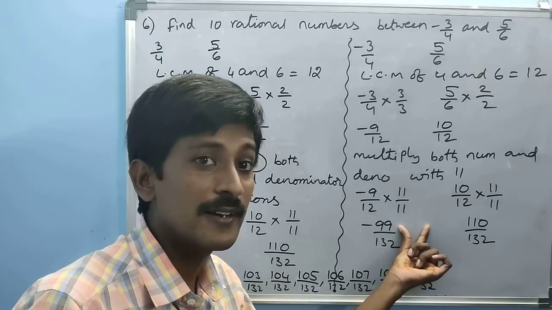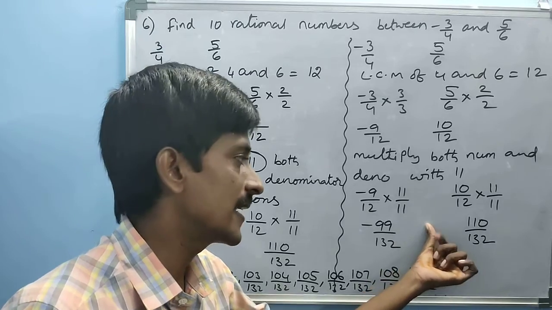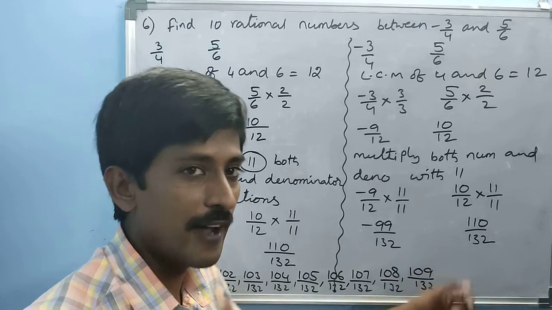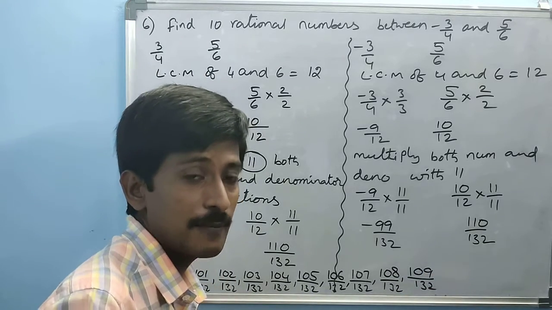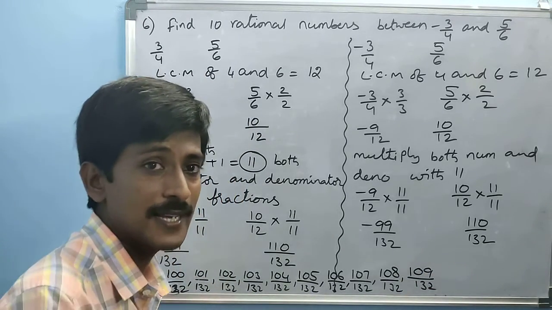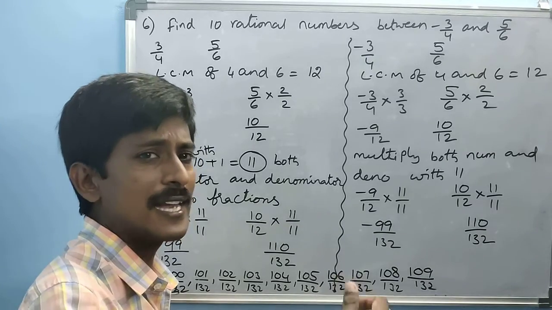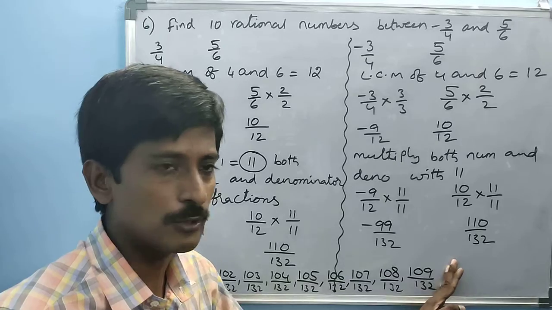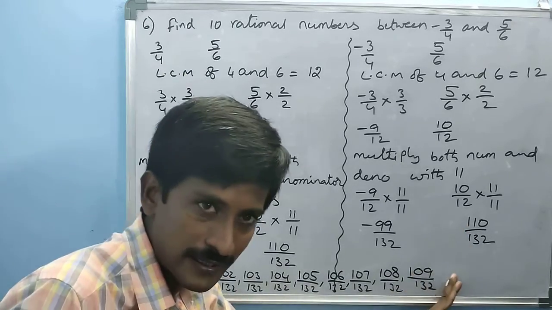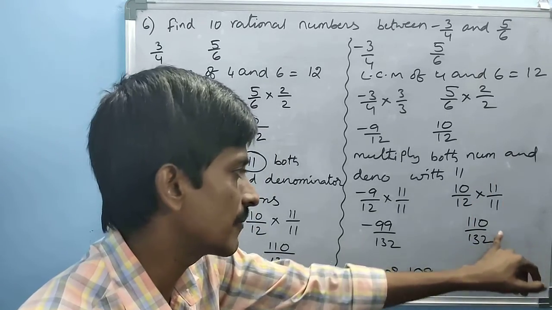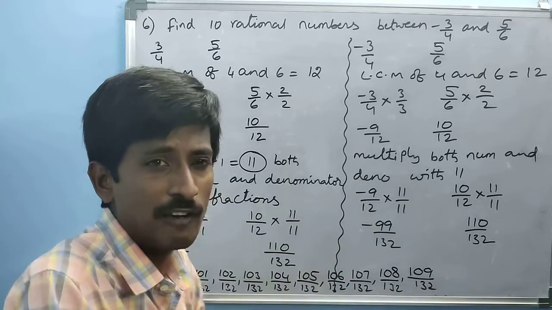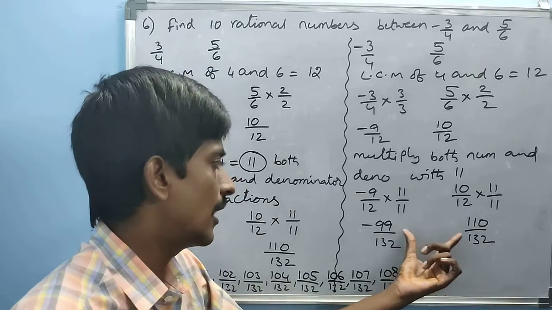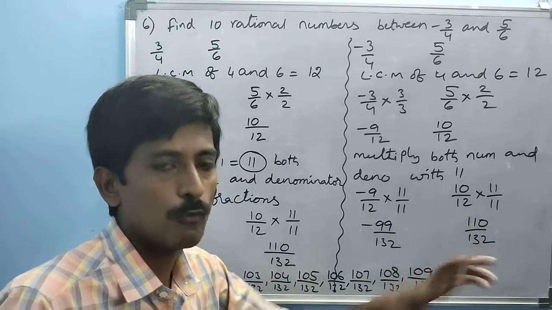Here, minus 99. What is the next number? Minus 98, minus 97, minus 96, and so on up to minus 89, minus 81, and so on. Then 0 by 132, 1 by 132, 2 by 132, 3 by 132, 4 by 132, and so on up to 110 by 132. If you count the numbers, maybe 100 plus 110, about 210 numbers.